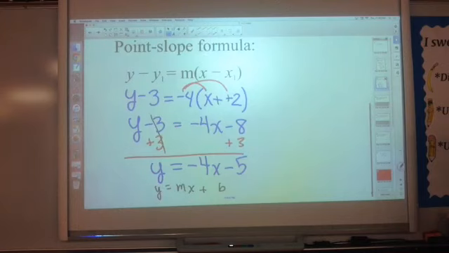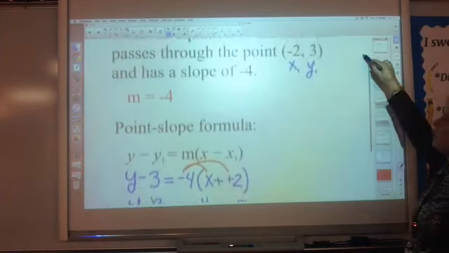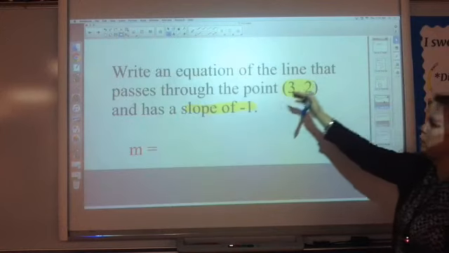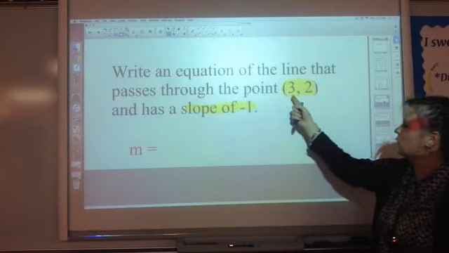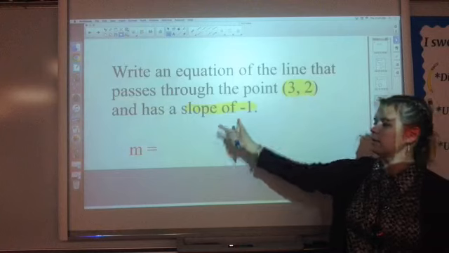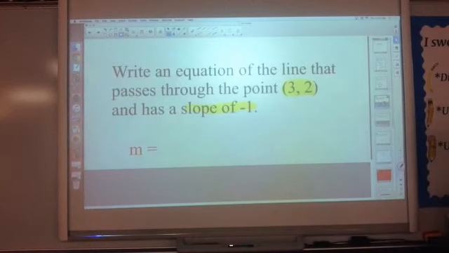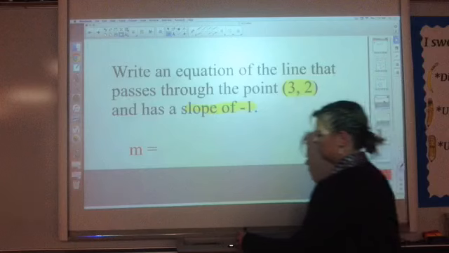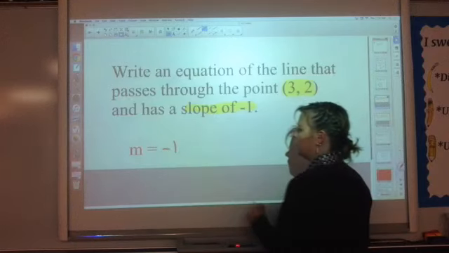That's the gist of your notes today. We're going to practice it 3 more times to get used to it and see a little bit different variations. Now, instead of writing down this whole entire directions every time, for example number 2, why don't you just write down the point and the slope. Every time we'll have a point and a slope. The slope is negative 1, so we'll write m equals negative 1.